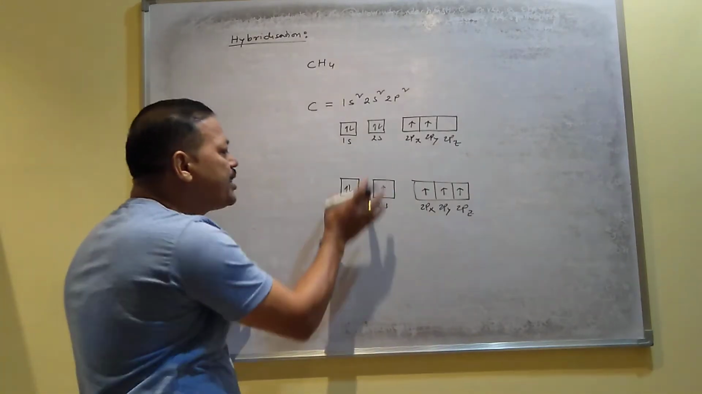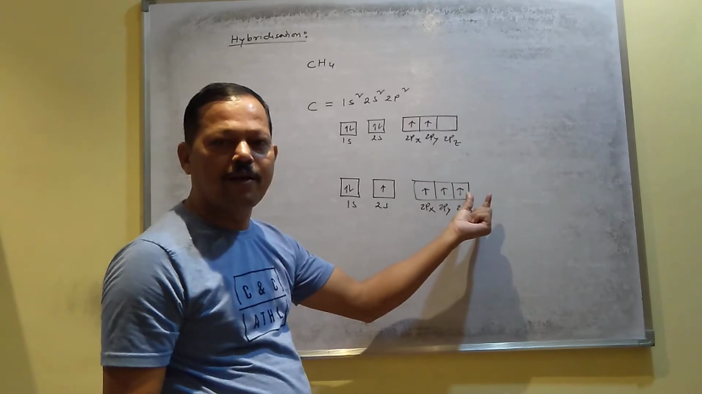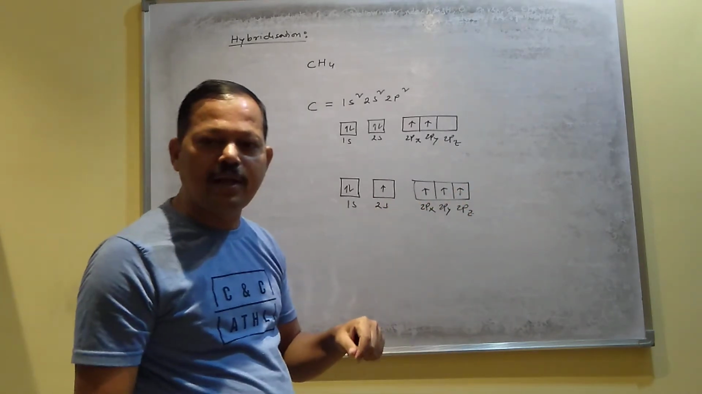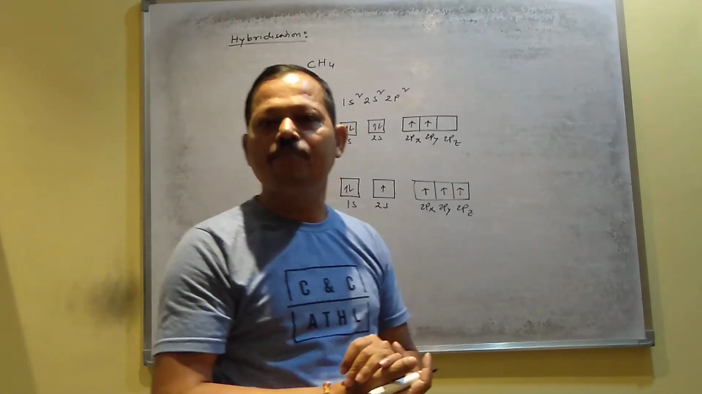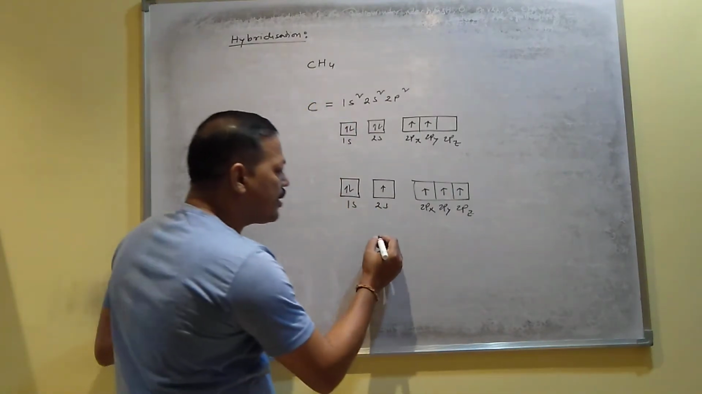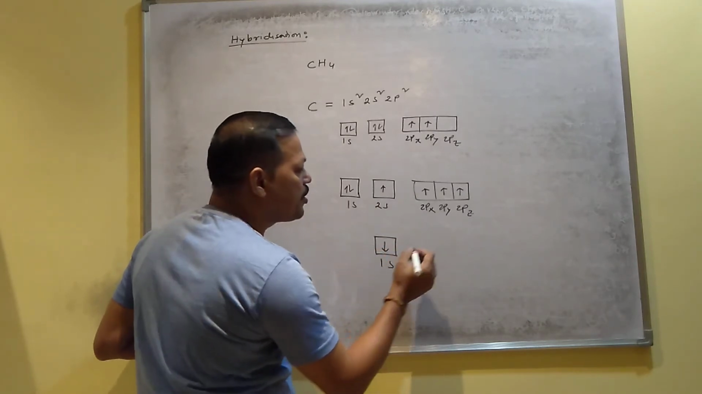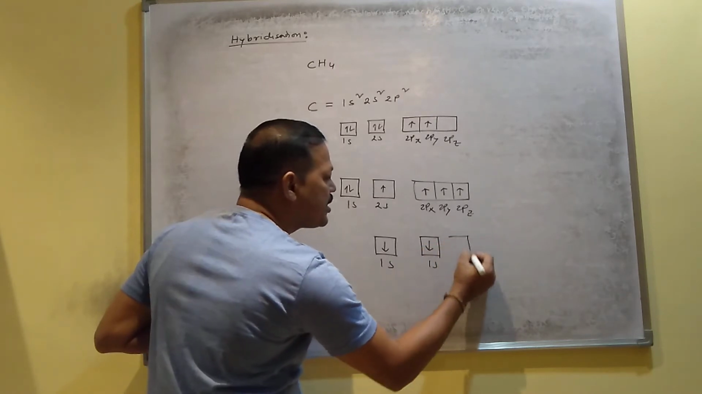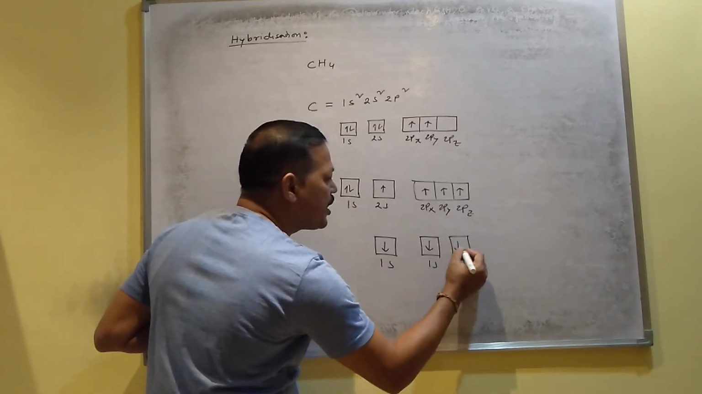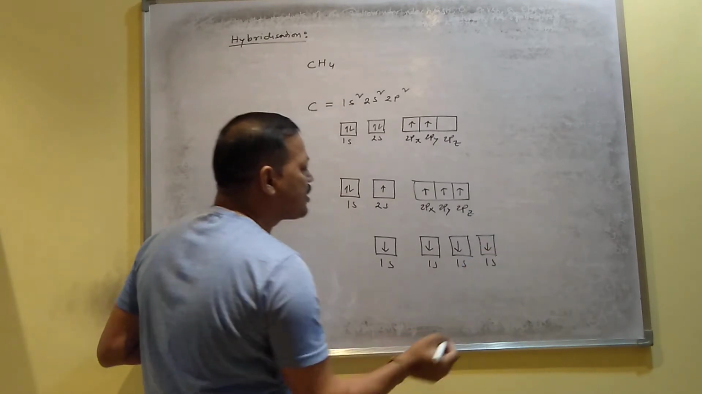Now, after getting excitation, how many half-filled orbitals are there? There are 4 half-filled orbitals. So since there are 4 half-filled orbitals, they can overlap with 4 other orbitals. Now, this is the 1s orbital of one hydrogen, containing 1 electron. This is the 1s of another hydrogen, containing 1 electron. This is another 1s for another hydrogen. Since there are 4 hydrogens, I will take 4 1s orbitals like this.